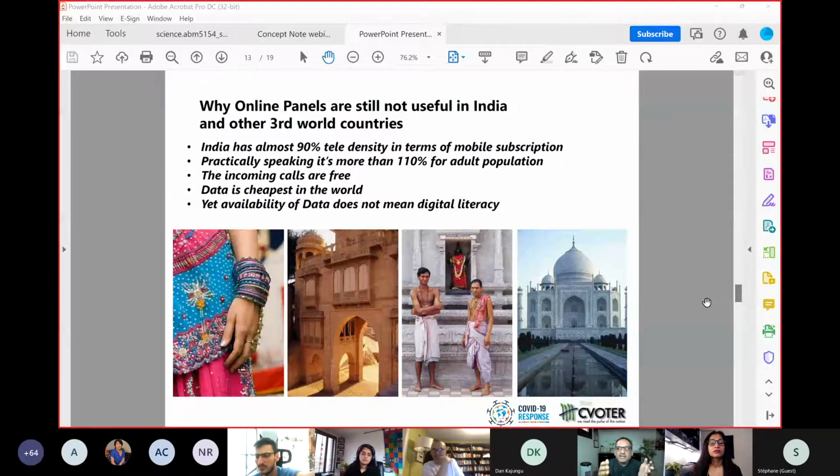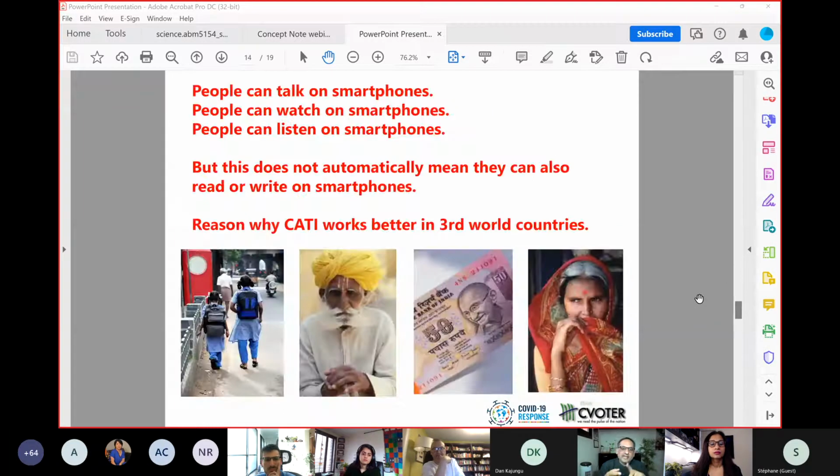Yet, availability of data does not actually mean digital literacy. People can talk on the smartphone, watch on the phone, listen on it, but that does not automatically mean that they can also read or write on the smartphones. This is why CATI actually works way better in the third world countries. We actually jumped the landline telephony generation and directly landed on mobile, and we skipped the entire computer generation and directly landed on the smartphones.